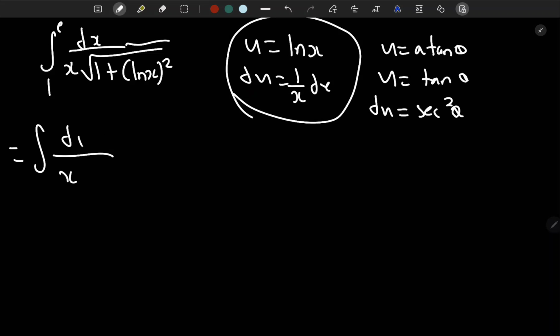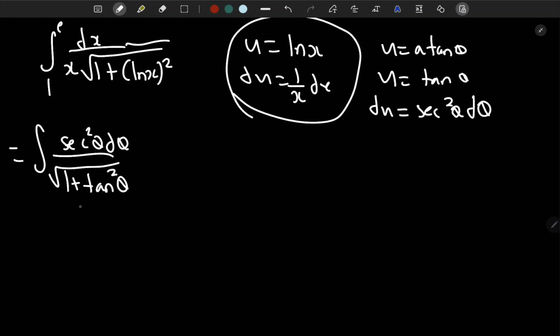So I can just replace this with du, and this x will be cancelled out. 1 plus u squared. Now we realize that it's in the form of using trig substitution. So now let's start with this part. So now du is equal to secant squared delta d delta. So here I'm going to write secant squared delta d delta, and u here is equal to tan delta. So I'm going to replace it with tan delta squared, and we can just simplify this denominator.